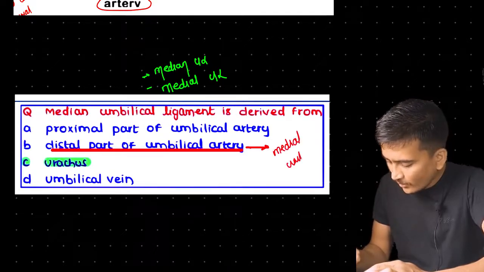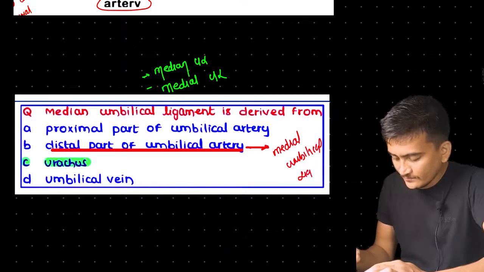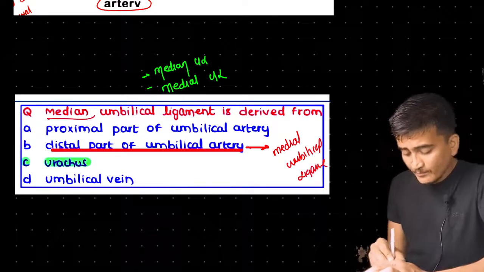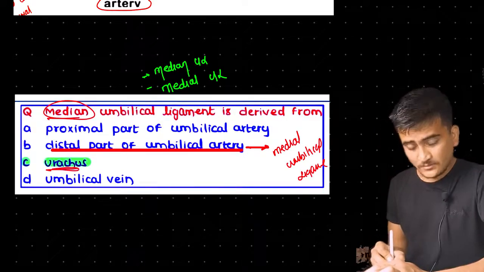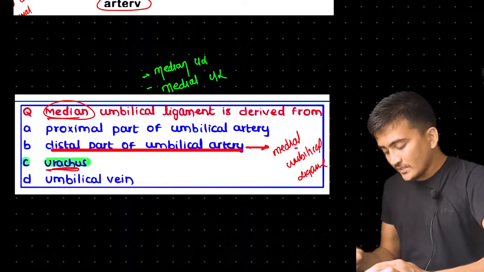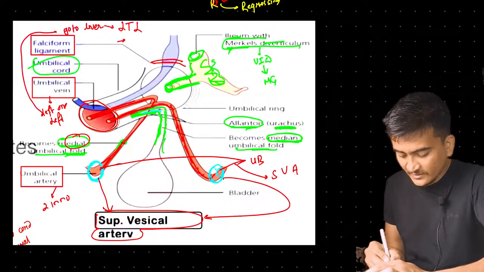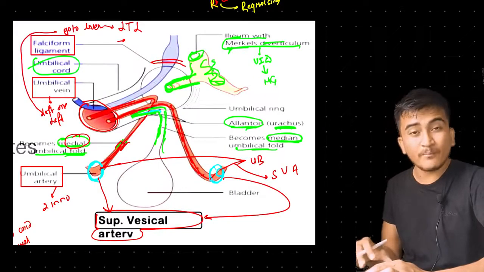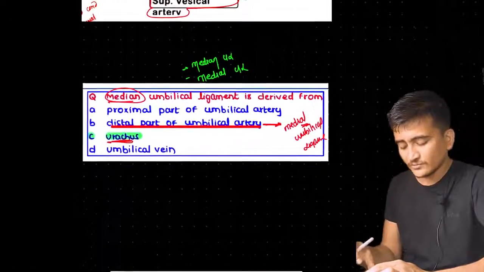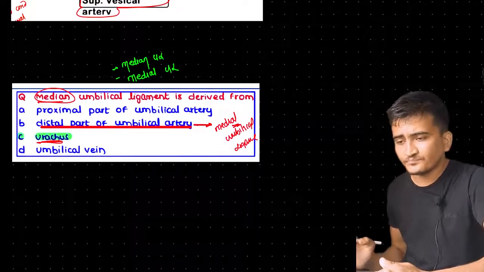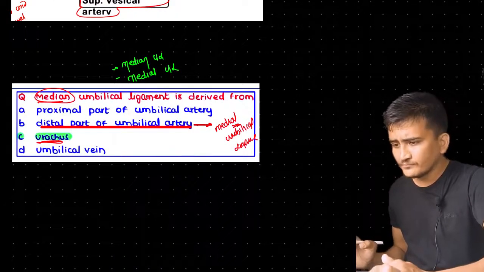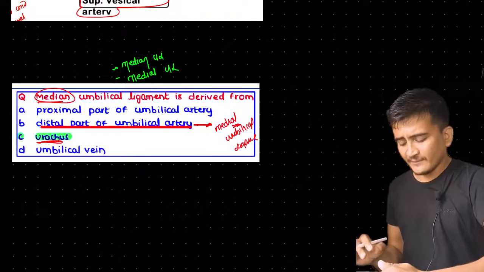Medial umbilical ligament, right? What I said is the median is developed from the urachus, but the medial is developed from the distal part of the umbilical artery, as we have said. Here the medial is developed from the distal part of the umbilical artery or umbilical structure, we can say the same thing. Now this was all about our two ligaments and their covering.